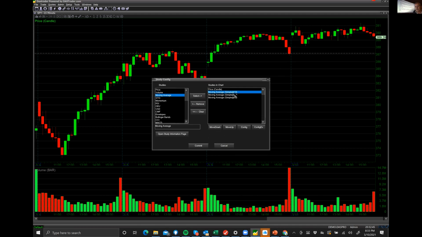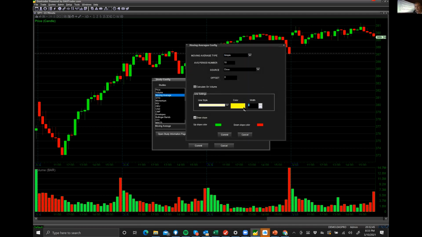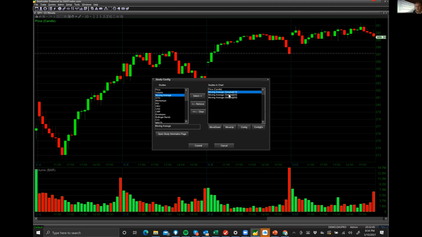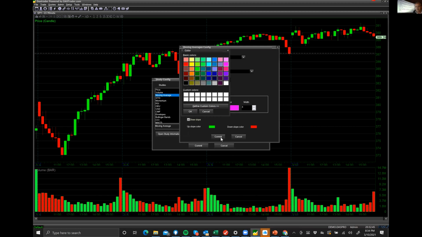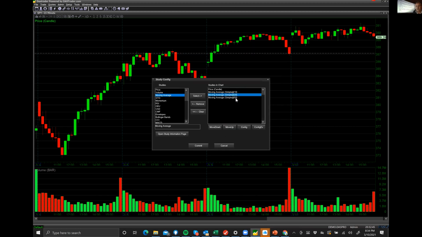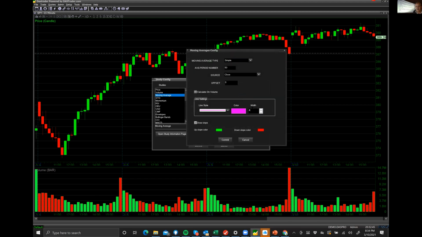Now I want to show you something else. Notice the width here: I like to make my short-term moving average very skinny. Then I hit commit. I'm going to make my intermediate term moving average a little fatter. I'm going to make it 3. It's a 20 period moving average for my intermediate, and I'm going to make this one blue. I'm going to hit OK, commit. And then this one, I'm going to make a little bit fatter. I'm going to make this one width 5, a 50 period moving average, and I'm going to leave it pink.